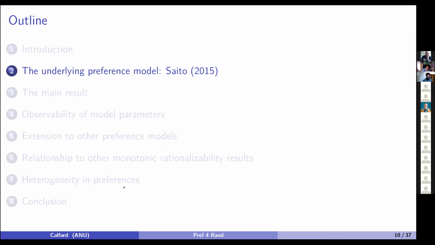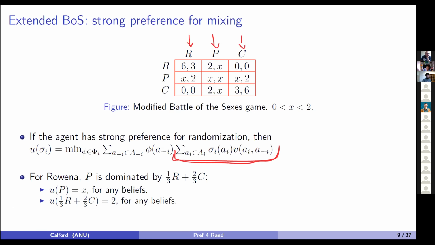So we have a case here where, when Rowena has no preference for mixing, her justifiable set of strategies is R, P and C. But when Rowena has a strong preference for randomization, her justifiable set is only R and C and not P. So this example immediately shows that preference for randomization will play a role here somehow, and hopefully it's provided a little bit of motivation as to how that mechanism works.